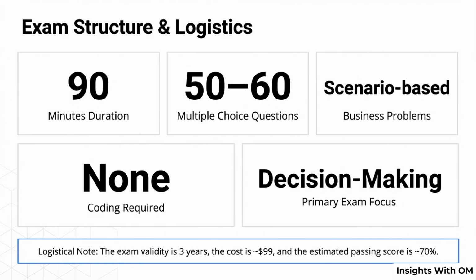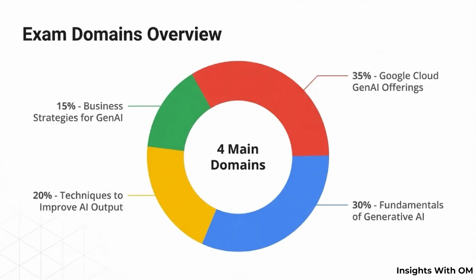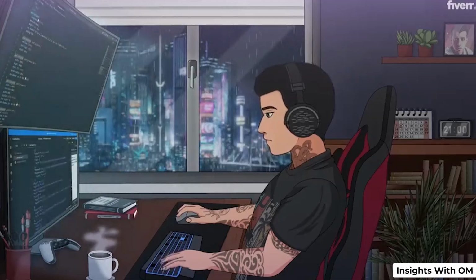The syllabus is divided into 4 main domains, which together cover the entire knowledge needed for the exam. These domains are fundamentals of generative AI, Google Cloud's generative AI offerings, techniques to improve AI outputs, and business strategies for successful AI adoption. The first domain focuses on the fundamentals of generative AI and makes up about 30% of the exam. This section helps build basic AI literacy.